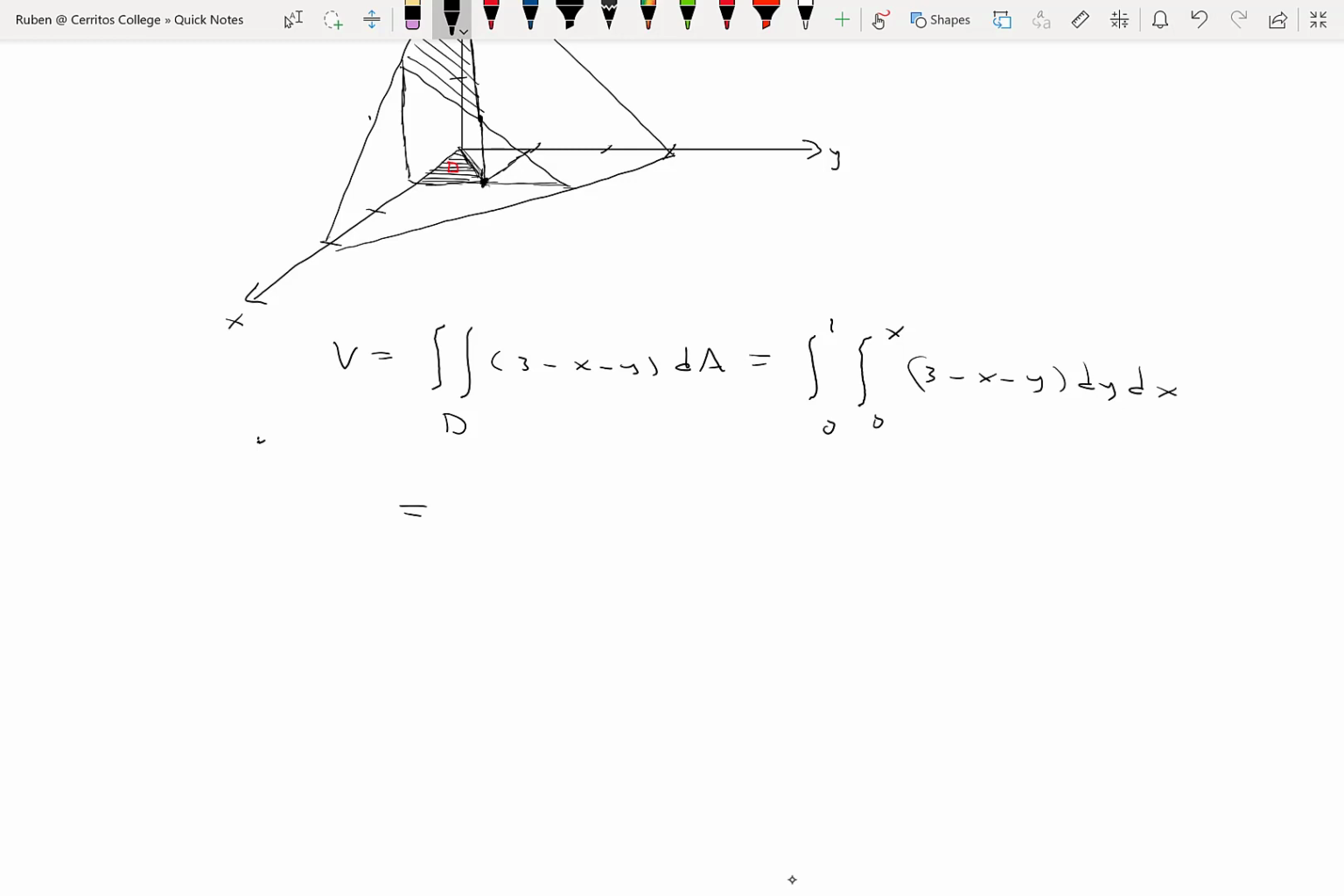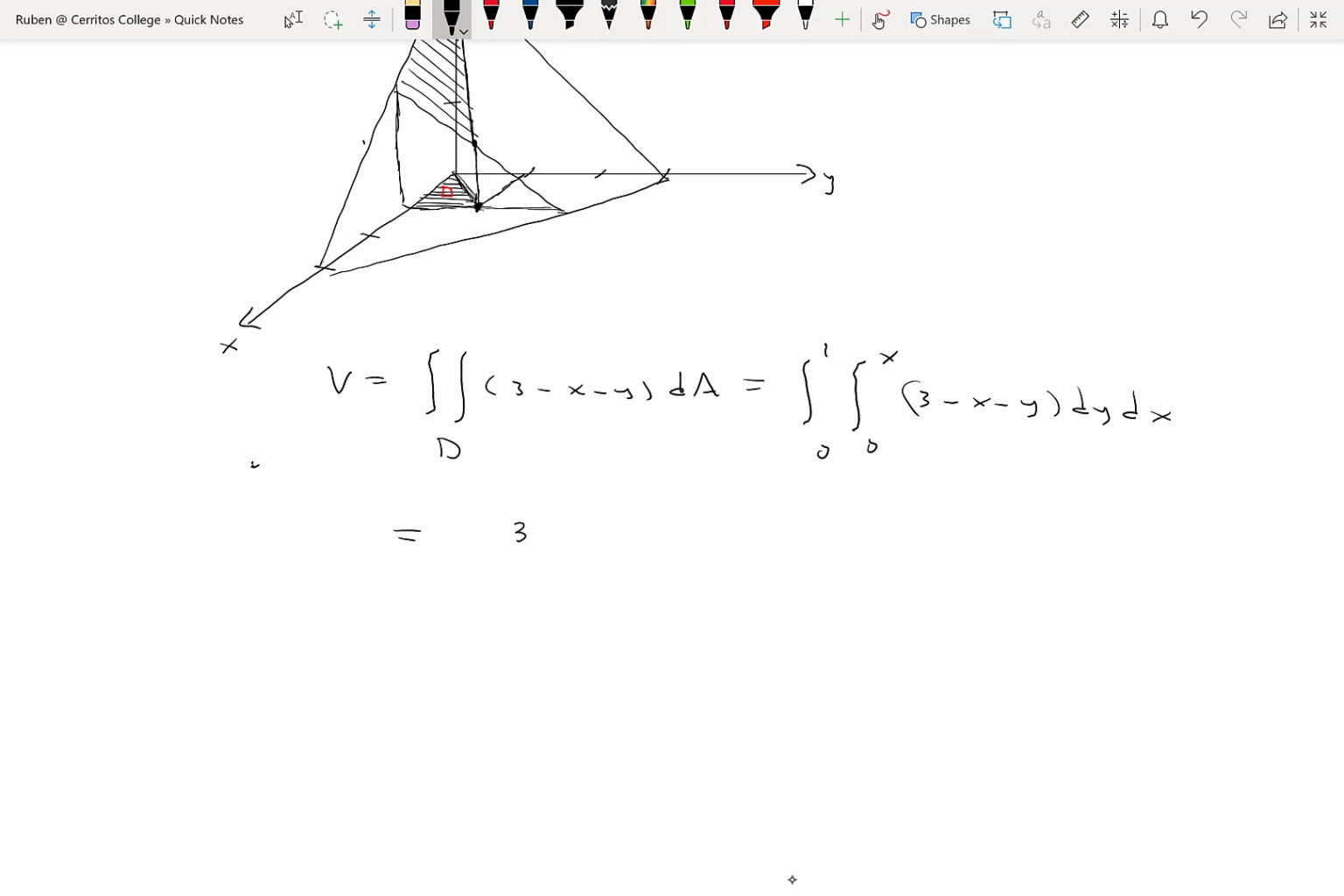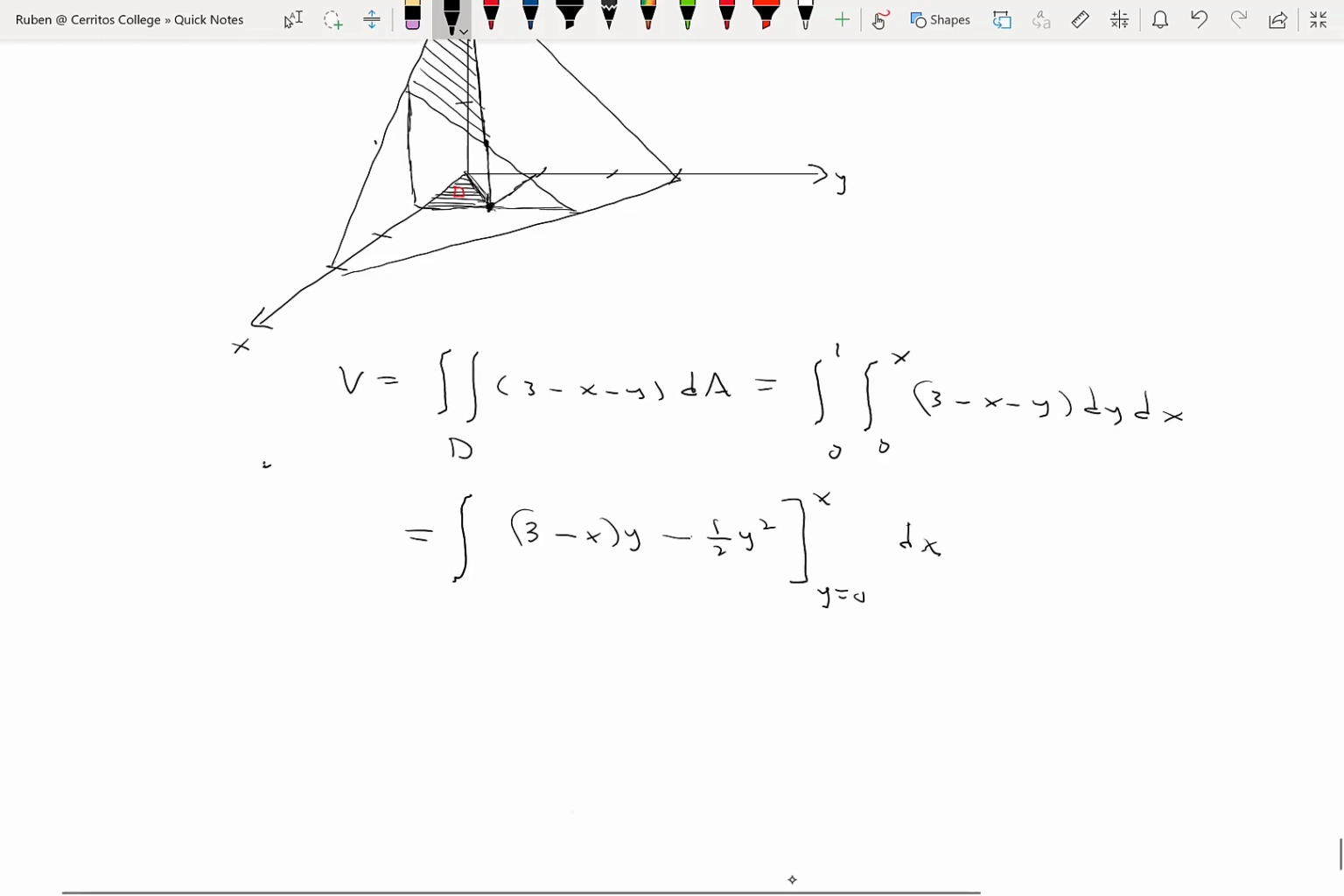First, we're integrating with respect to y, which means we hold x and any function of x in the integral constant. So 3 is constant, and x is constant. So 3 minus x is constant, and the integral of a constant with respect to y is that constant, 3 minus x, times y. The integral of y with respect to y is 1/2 y squared. That is going to be carried as y varies from 0 to x. Then, lastly, I'll integrate that result with respect to x from 0 to 1.